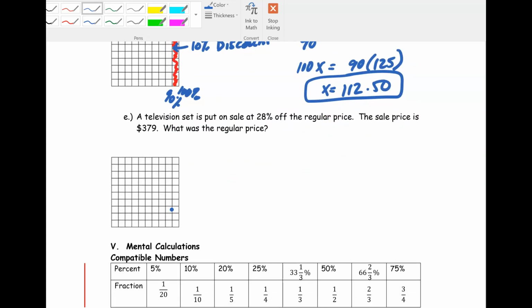And then the last one, we've got another discounted price. So a television set is put on sale at 28% off the regular price. So what I'm going to do is I'm going to think about where 100 would be, and I'm going to take off 28%. So here's 20, and then I'm going to do another 8. 1, 2, 3, 4, 5, 6, 7, 8.